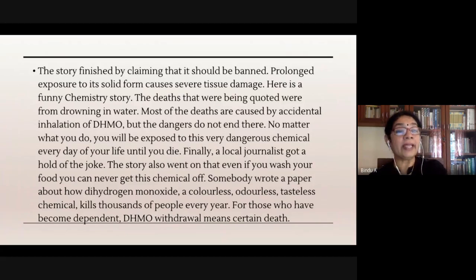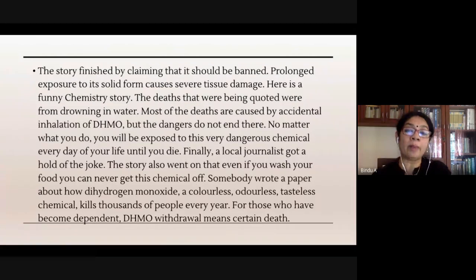Here is a funny chemistry story. Here is, in all probability, a very introductory, an ideal phrase to begin a story, an introductory sentence. Here is, underline that. Chemistry, again, a proper noun has been mentioned there. Underline chemistry. The deaths that were being quoted were from drowning in water.